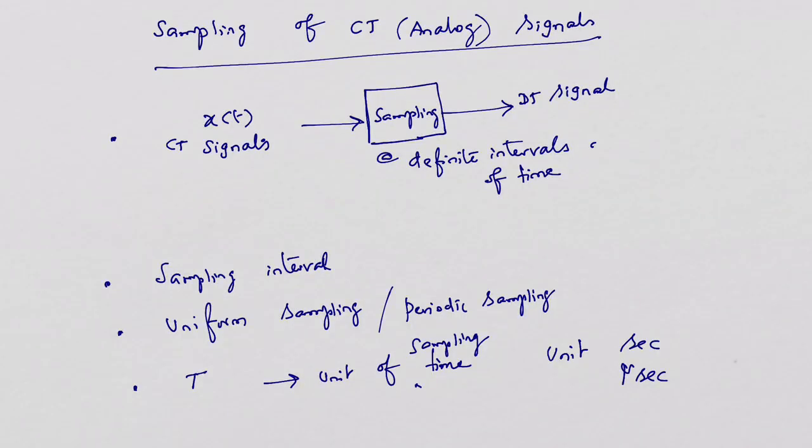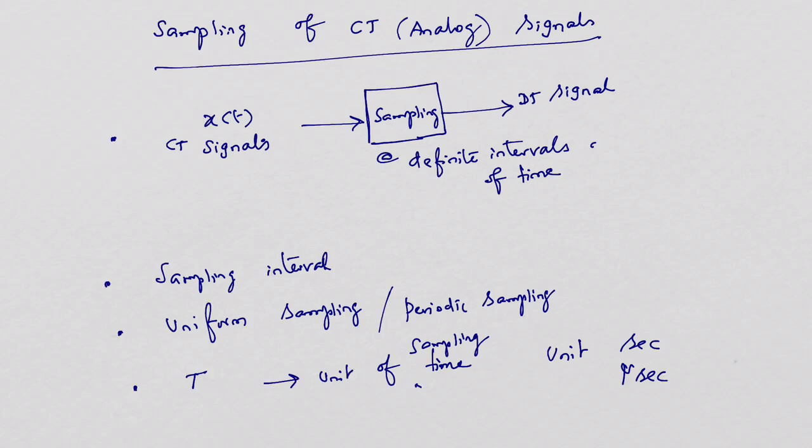Hello one and all. Let us discuss sampling of continuous time signals, analog signals. Its basics. The basic concepts of the sampling process will be explained in this video. Sampling is the process of conversion of a continuous time signal into its equivalent discrete time signal. The sampling is performed by taking samples from a continuous time signal defined at finite intervals of time.